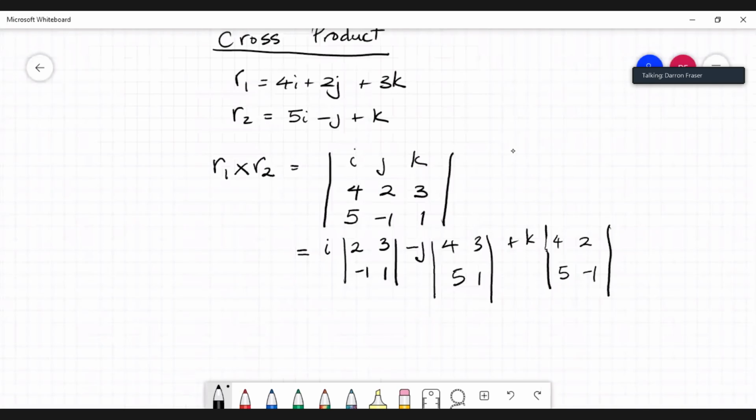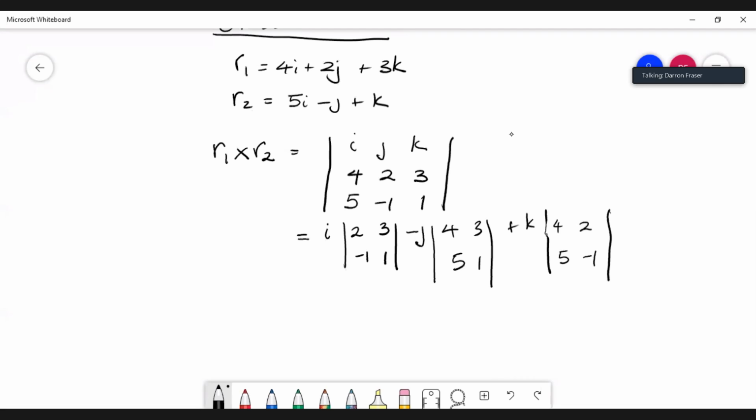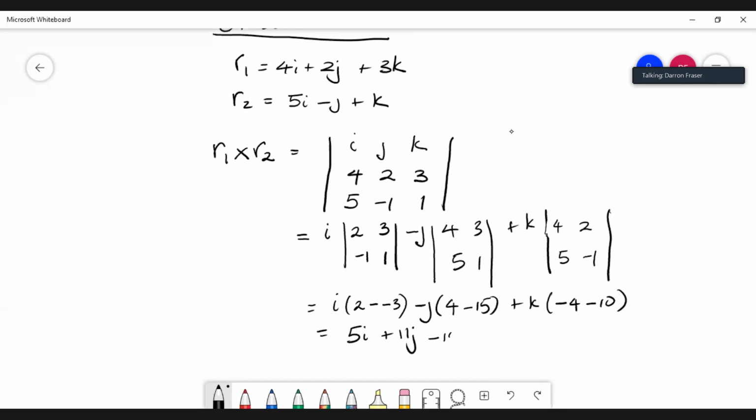So the cross product is defined as the determinant of i, j, k with the components of the two vectors that we have. So that is going to leave us with i times 2 minus 3, minus j times 4 minus 15, plus k times negative 4 minus 10. Right, multiply the leading diagonal and subtract the subordinate diagonal. So that's 5i plus 11j minus 14k, if my maths is correct.